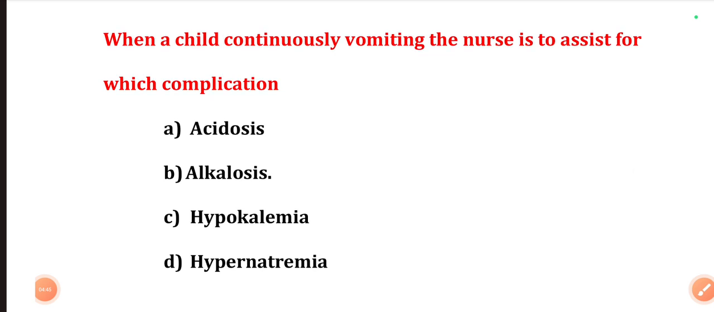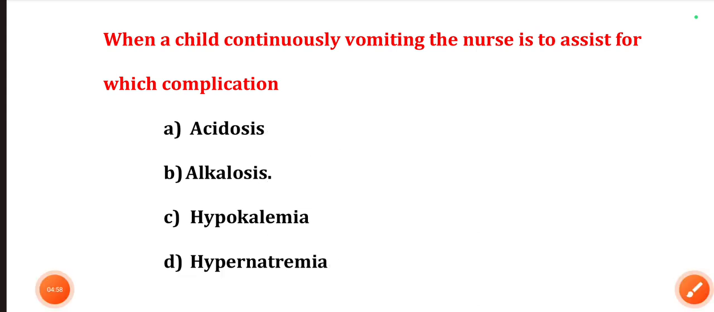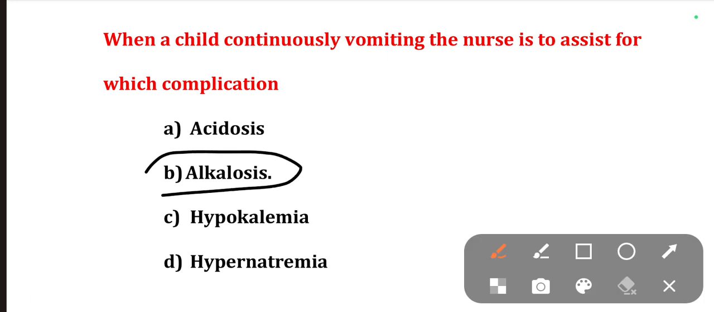The next one is when a child is continuously vomiting, the nurse is to watch for which complication? Options: acidosis, alkalosis, hypokalemia, hypernatremia. The right one is alkalosis. Because of continuous vomiting, the child can lose HCl from the stomach, so it leads to alkalosis.